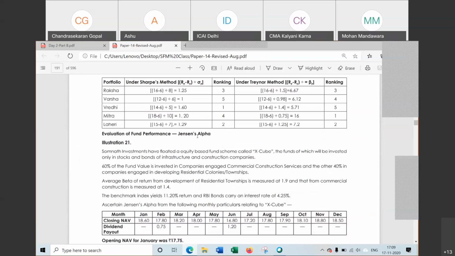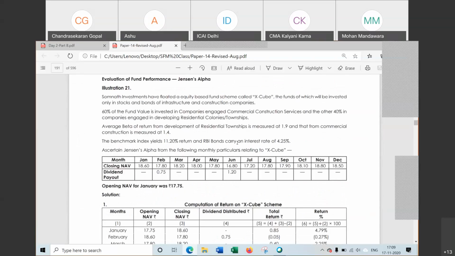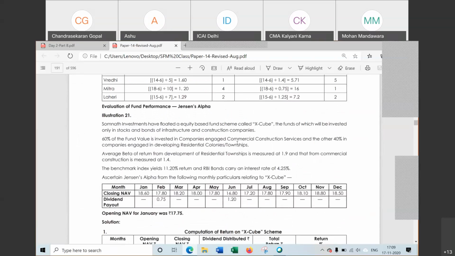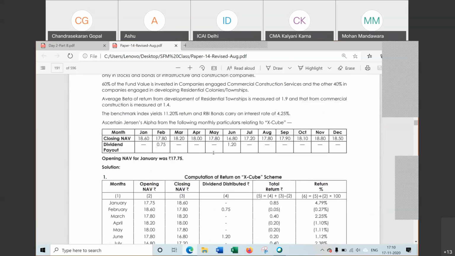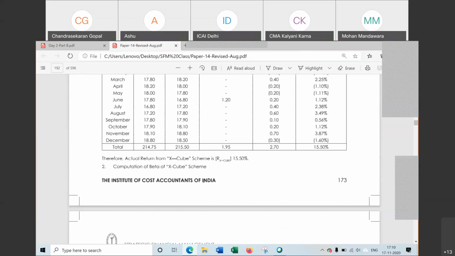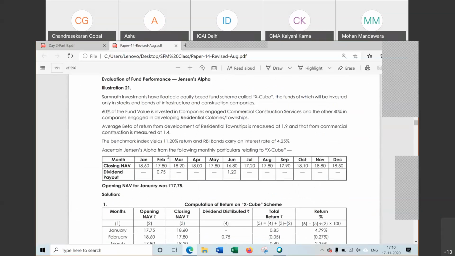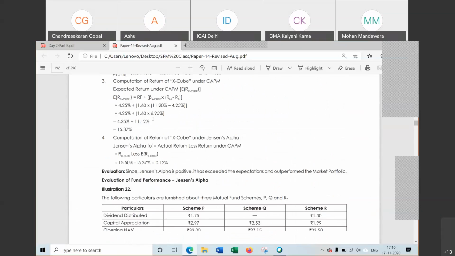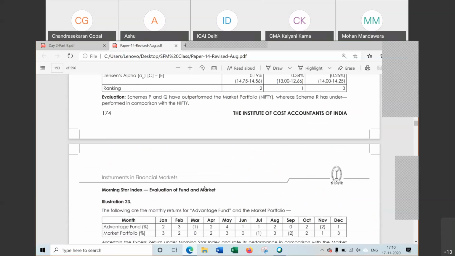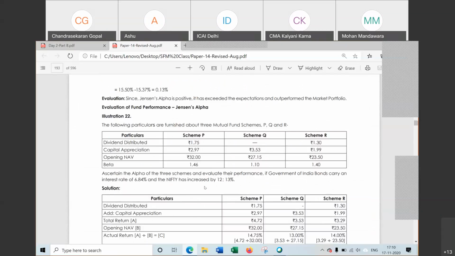Question number 21, that is Jensen alpha. Now what is Jensen alpha? Actual return minus CAPM return. In the portfolio we have read Jensen alpha. Jensen alpha is the difference between actual return and CAPM return. This is the formula: actual return minus CAPM return. So one question for Jensen alpha we will do. Question number 21 and 22 are for Jensen alpha. 22 is also for computation of Jensen alpha. Let us do question number 21.